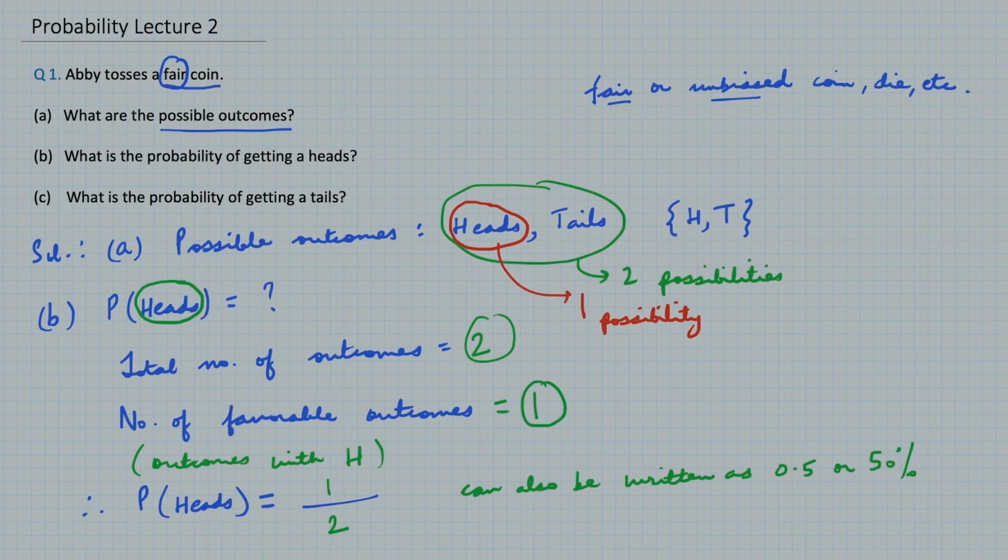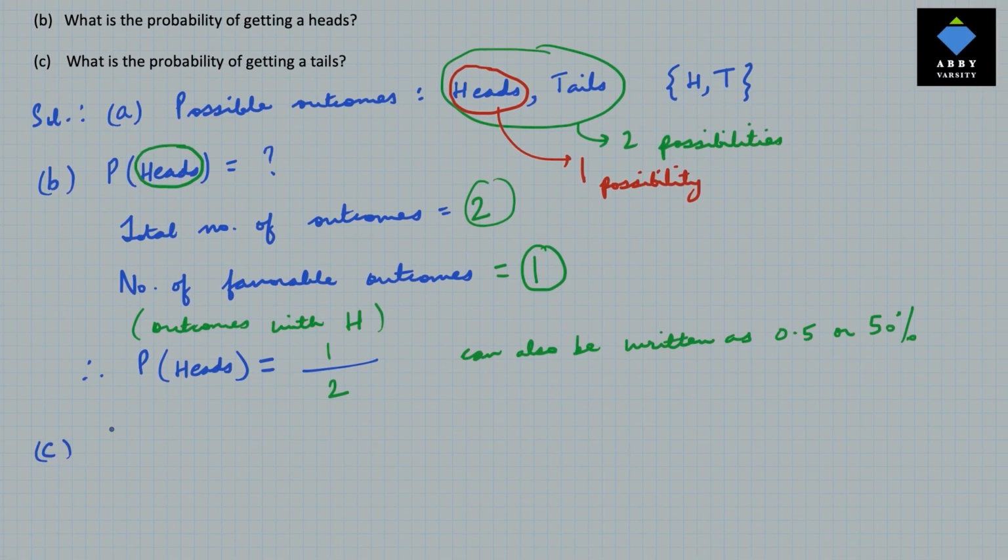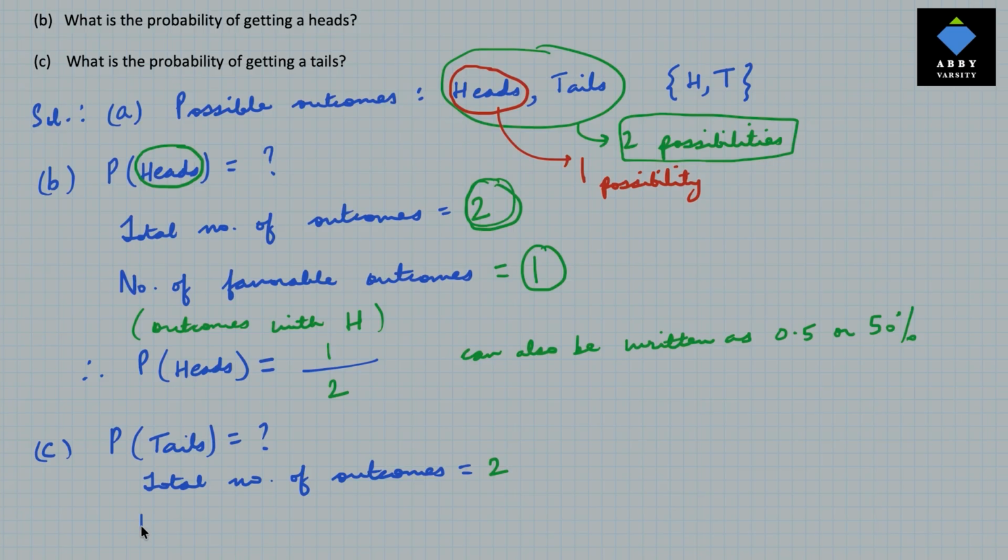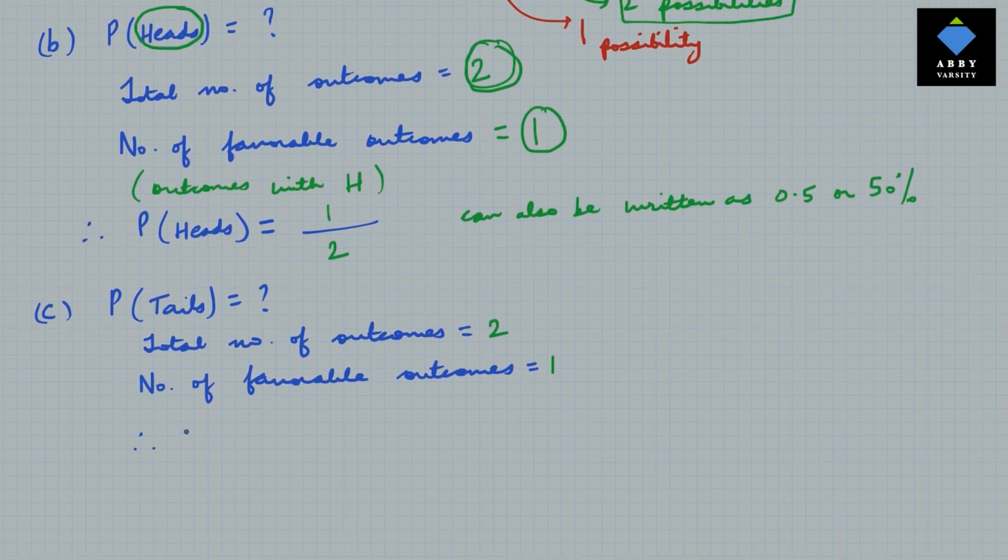Part C. We have to find the probability of getting a tails. Total number of outcomes will be equal to 2, since there are two possibilities of outcomes, heads and tails. Number of favorable outcomes will be the number of outcomes which is tails out of all possible outcomes. From the two possible outcomes, we have only one outcome which is tails. Therefore, probability of getting a tails is equal to 1 by 2.